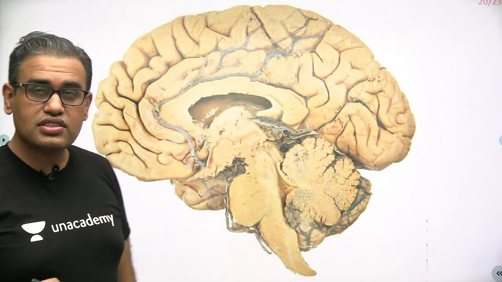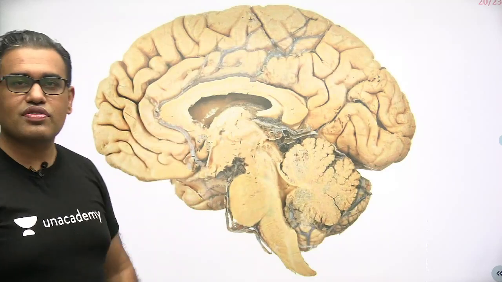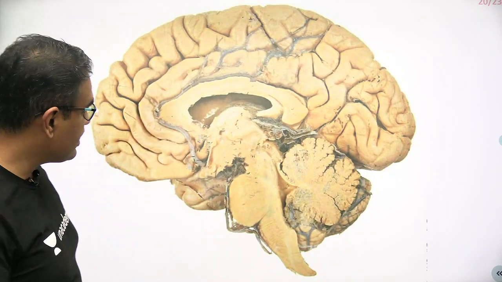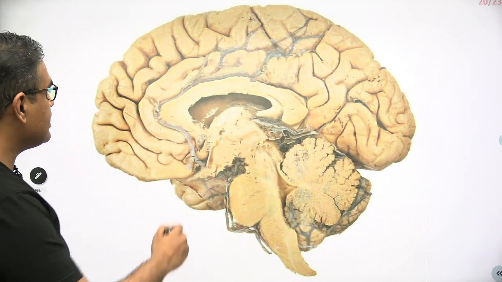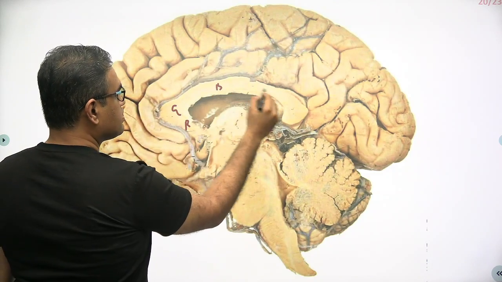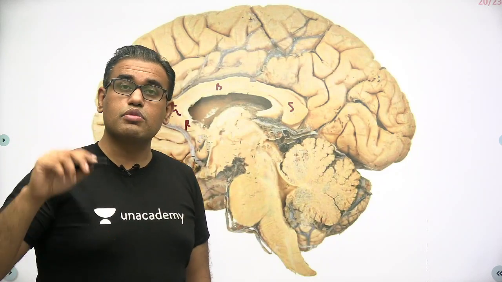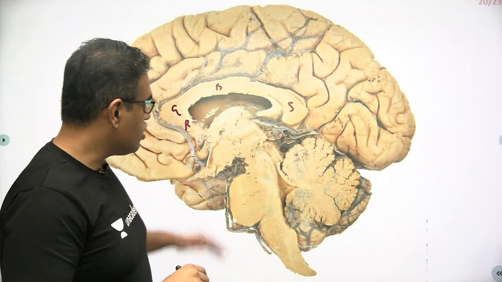Now this is what image? This is again the brain. This is looking at the medial surface of the brain. How to recognize it quickly? Look at the corpus callosum: the rostrum, the genu, the body, the splenium. That is the corpus callosum. It is present medially. Which type of fibers? Commissural white fibers.